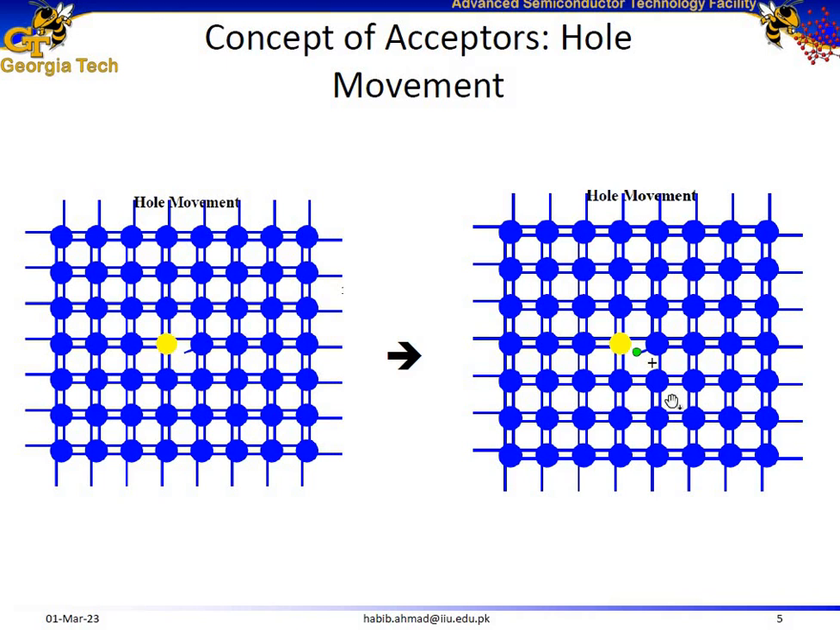But the key point to remember for the sake of this lecture is that after this electron jumps into this part to fulfill the bond requirement for boron, it introduces a negative charge on the boron atom. So the introduction of boron introduces fixed negative charges inside the crystal lattice.